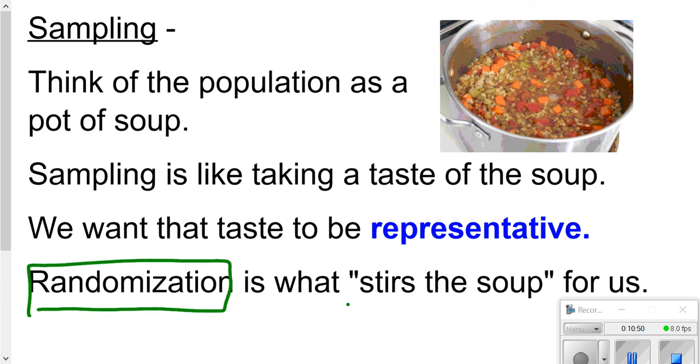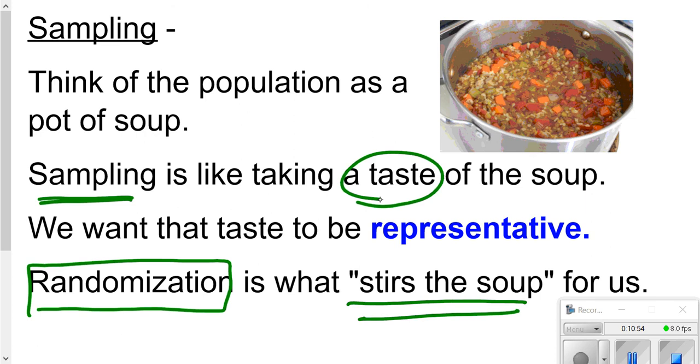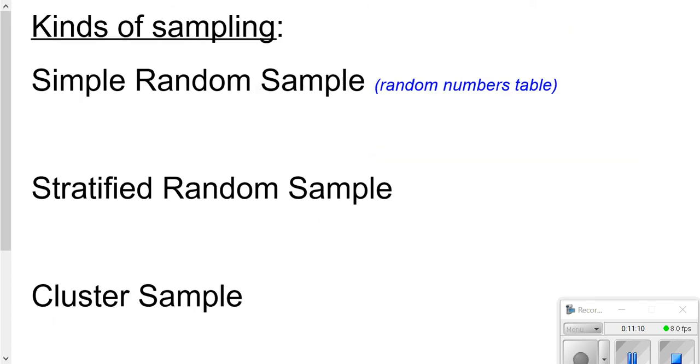Randomization is what stirs the soup. And sampling is like getting a taste of the soup. You do not actually have to eat all of the soup to know what the soup tastes like, right? Just getting a representative sample tells you what all of the soup tastes like. And that's exactly what's going on in sampling.